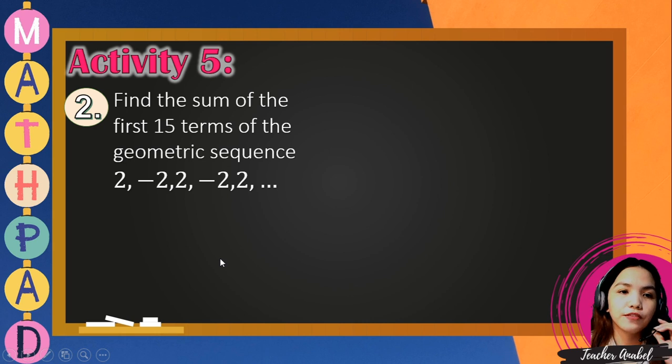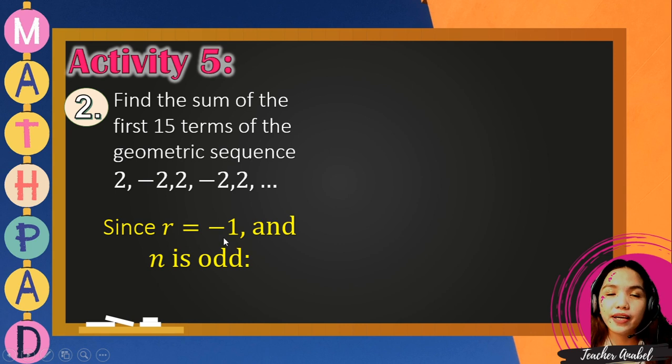Find the sum of the first 15 terms of the geometric sequence 2, negative 2, 2, negative 2, 2. Now, as you can observe, the value of r is negative 1, right? And since we're looking for the first 15 terms and 15 is odd, therefore, the sum is equal to 2. That is the same as the first term.